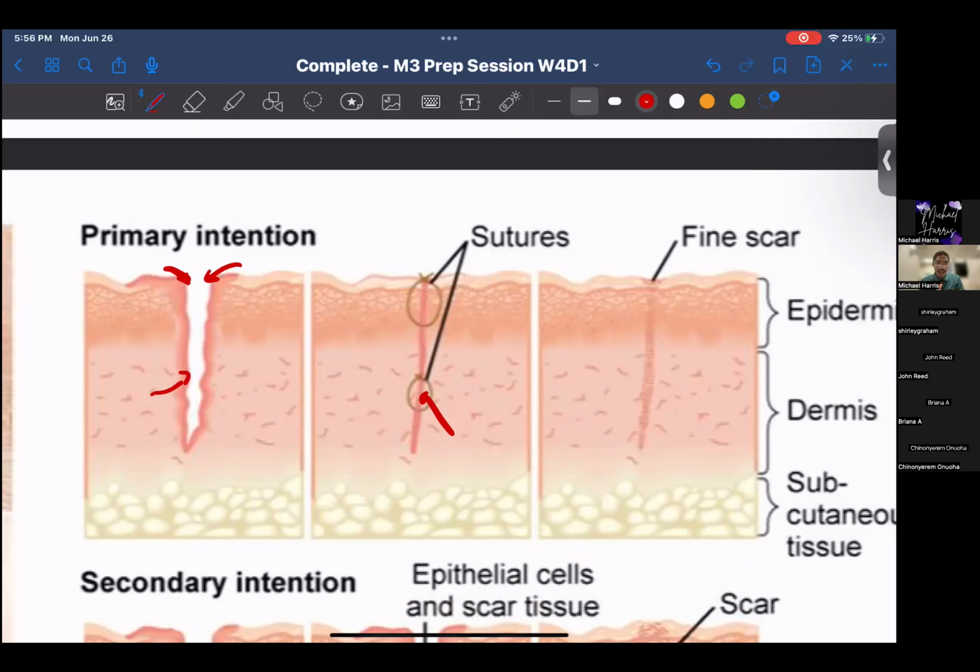And this is why suturing is done, outside of the aspect of leaving an open wound and causing infection to occur.